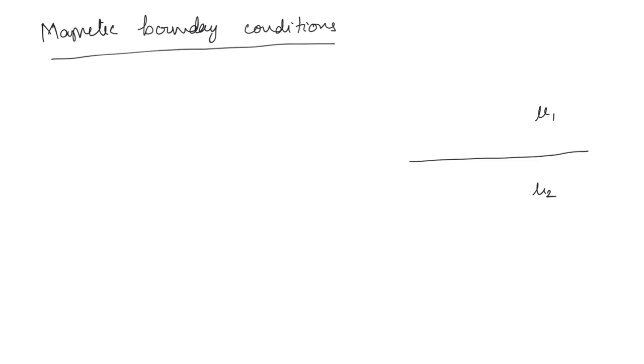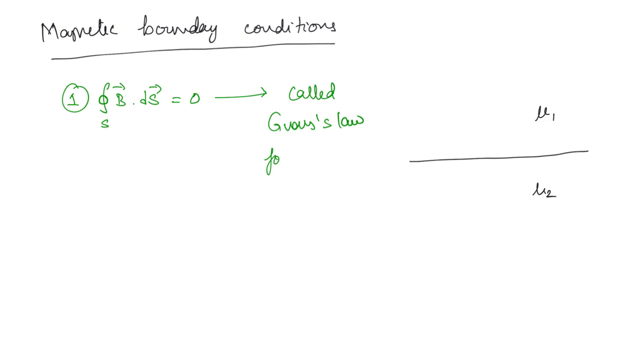So for this we are going to make use of two equations. One is B bar dot dS bar, closed surface integral, equal to 0. We have already discussed that the flux through any closed surface is going to be 0, a closed surface, not any surface. It is often called the Gauss law for magnetic fields.